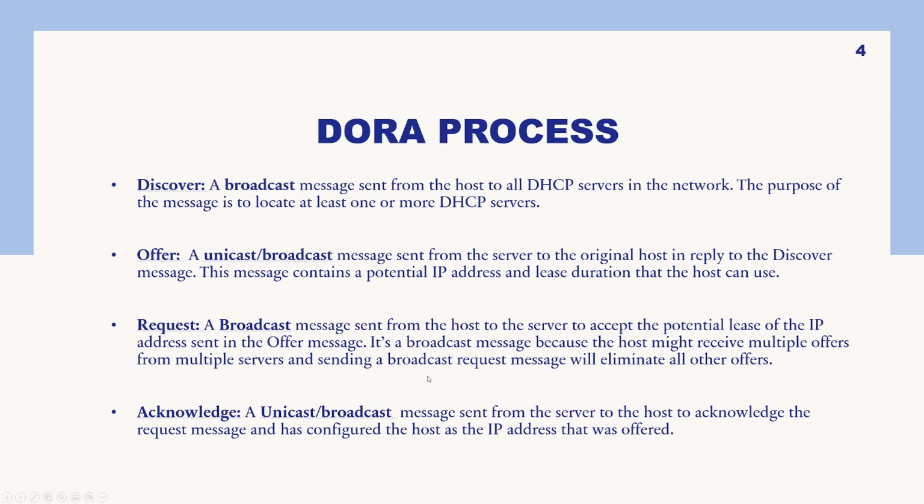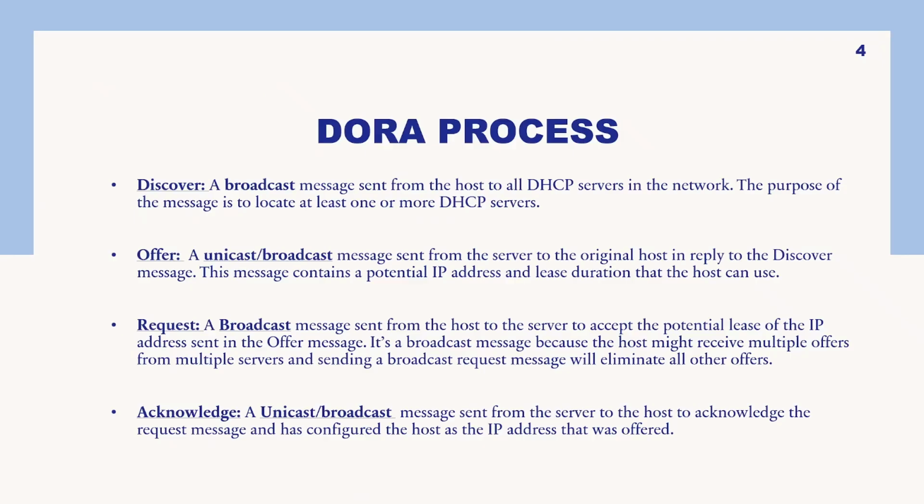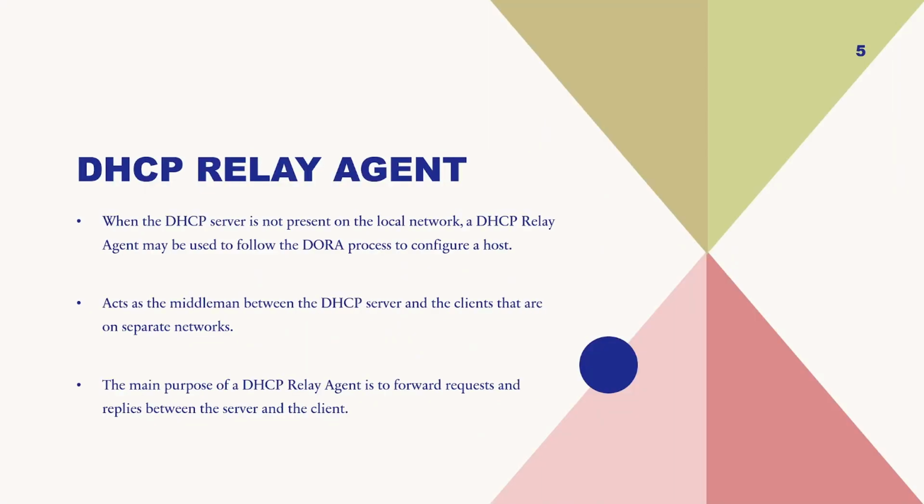But another question that comes up is that the DHCP message, the DORA process, is only good if the server is in the actual network, right? But what if the server is in a different network entirely? What happens then? How does a device with no IP address communicate with a DHCP server that is in some other network? If that is the case, then we use something called a DHCP Relay Agent.